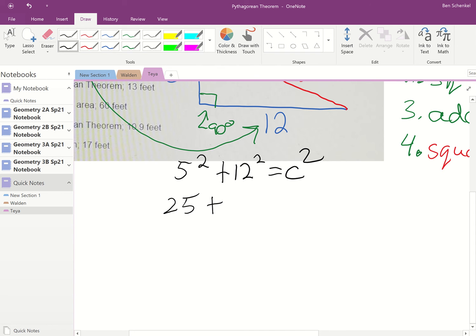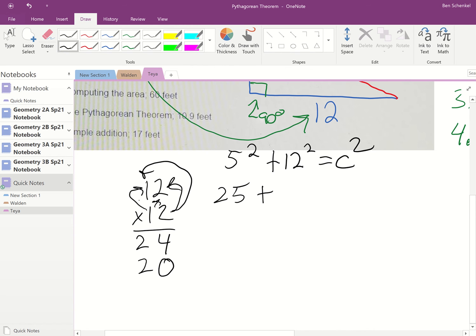12 times 12, if you remember your multiplication facts, you'll know that one. If not, we just come over here to the side, do our long multiplication. Okay, 2 times 2 is 4. 2 times 1 is 2. Put our 0 to hold the place for the 10. 2 times 1 is 2. Then I do 1 times 1, which is 1. After I've multiplied, now I add both those rows together. So 4 plus 0 is 4. 2 plus 2 is 4. 1 plus nothing is 1. So 12 squared is 144.